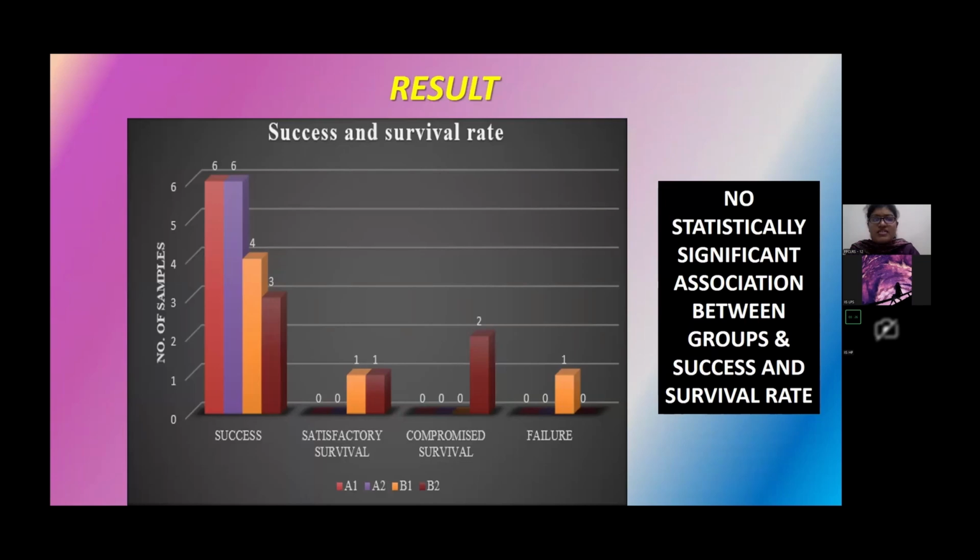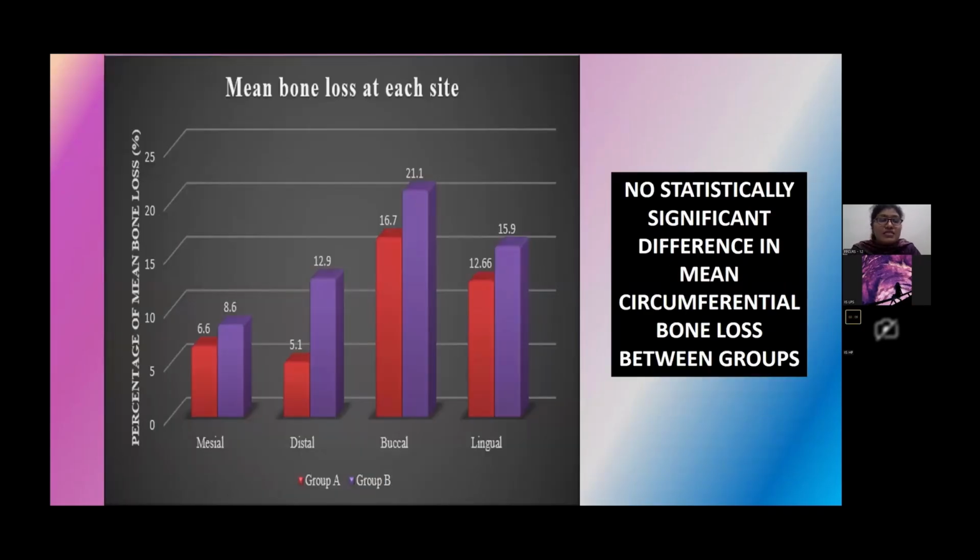So moving on to the results, while evaluating the success and survival rate, there was 100% success for group A compared to group B, where a failure was noted, but there was no statistically significant association between the groups and success and survival rates. And when considering the mean bone loss at each site, there was no statistically significant difference in the mean circumferential bone loss between the groups, even though there was an increase in bone loss in group B, where implants were placed less than 1.5 mm from the adjacent natural tooth.